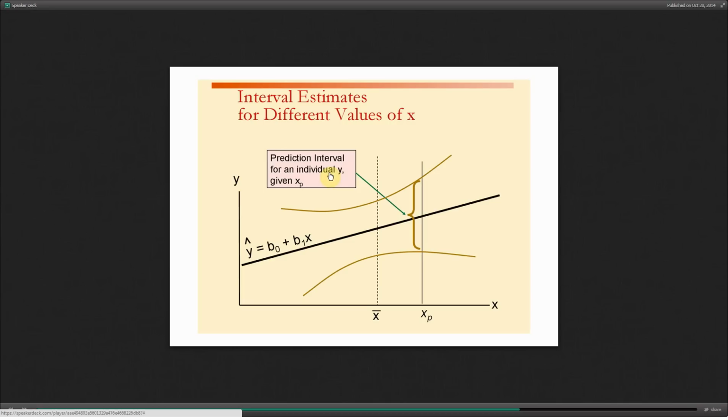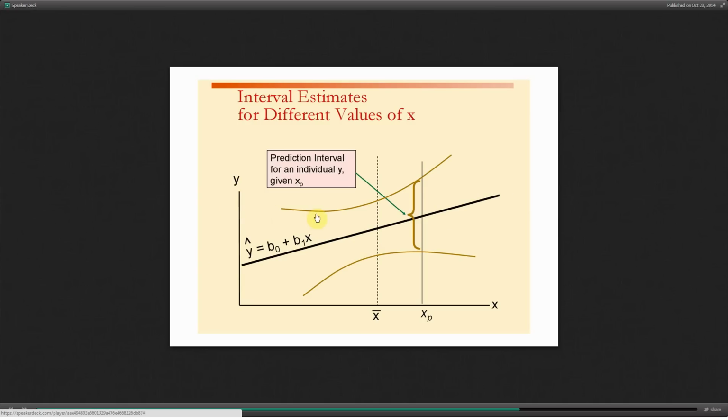Now the prediction interval is for an individual y given an x. So let's say I'm trying to predict a value for an independent variable x sub p, meaning the x for the predicted value. That's going to give the predicted value. But if I want to know with confidence, I'm going to end up getting a range between here and here. So I can say with 95% confidence, the predicted value of y given this value of x is going to be between here and here. That tells us again how good our prediction is.